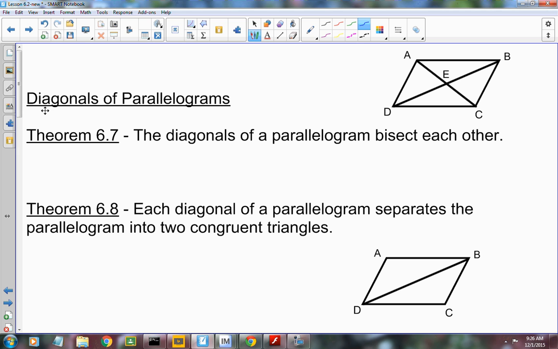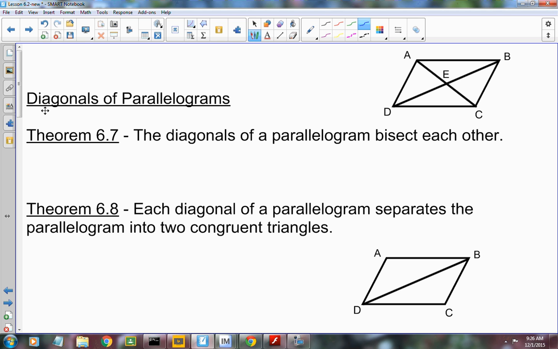Now I'm going to talk about the properties of the diagonals of the parallelogram. Remember yesterday we talked about what a diagonal was. It was a segment that connected the two non-consecutive vertices of a polygon. Okay, we've got two diagonals here, AC and DB.